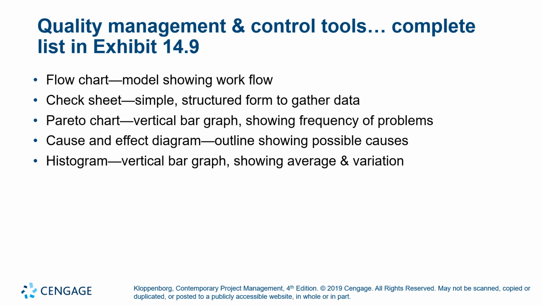Quality management and control tools, complete list in Exhibit 14.9. So we're going to talk about what a flow chart is. We're going to take a look at the check sheet, Pareto chart, cause and effect diagram, and histogram. Flow charts are models showing workflow. Check sheets are simple, structured forms to gather data. A Pareto chart is a vertical bar graph showing the frequency of problems, and there's a cause and effect diagram, which is an outline showing possible causes. Then there's a histogram, which is a vertical bar graph showing average and variation.